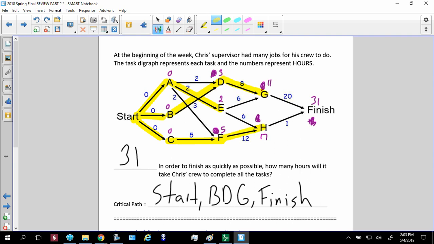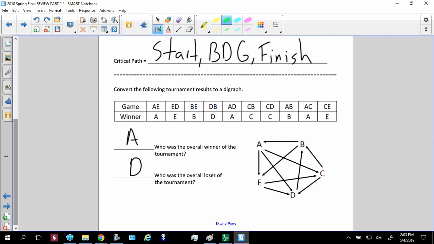D is 11, that came through G, and lastly, there we go. So start, B, D, G, finish. There we go. Remember, the arrow is pointing to the loser. So the one that has the most arrows is the loser. Notice that D had 3 arrows going to it. A has 3 arrows leaving it. That's how you figure out the winner.